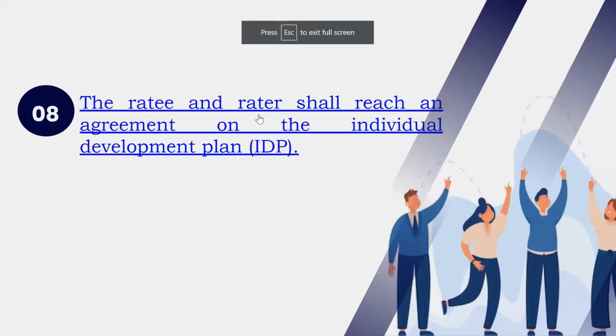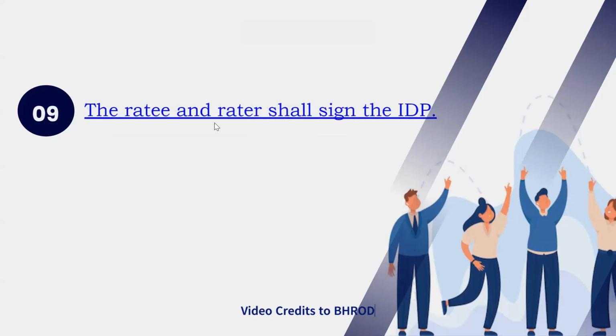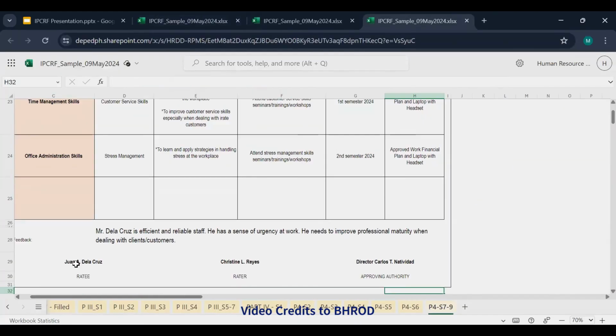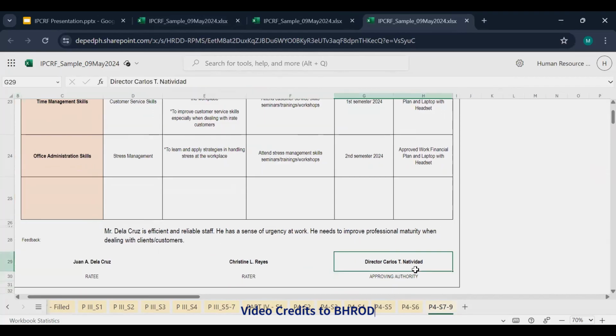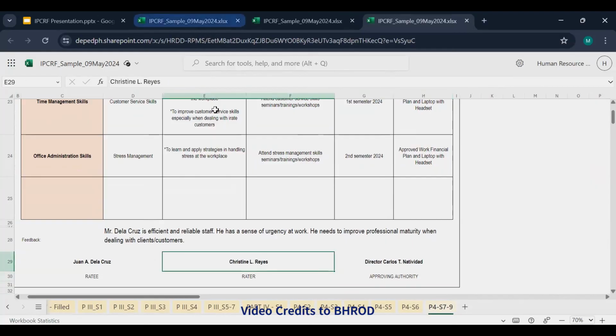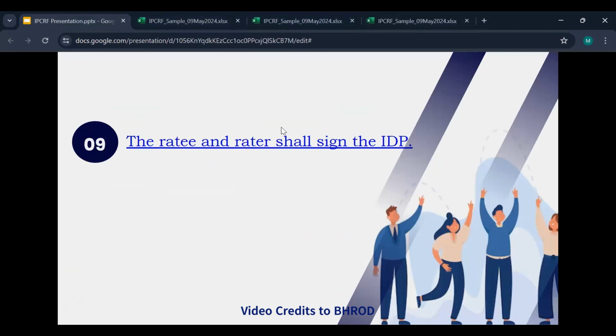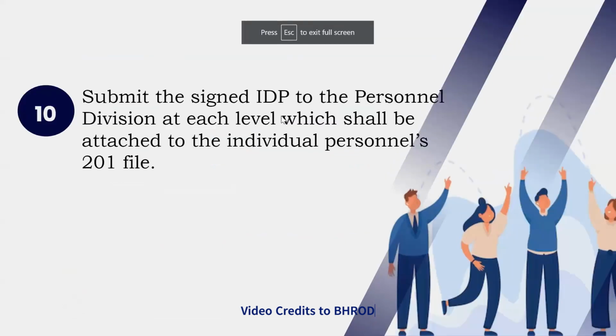Then step 8, the ratee and rater shall reach an agreement on the individual development plan. Step 9, the ratee and rater shall sign the IDP here in the bottom section, to be signed also by the approving authority, which is the next higher official of the rater. And step 10, submit the signed IDP to the personnel division at each level, which shall be attached to the individual's personnel 201 file.